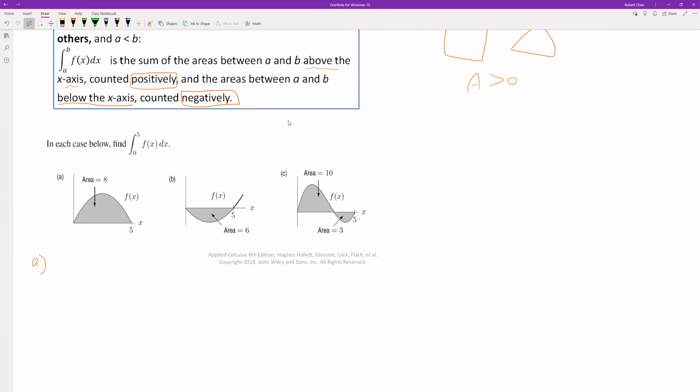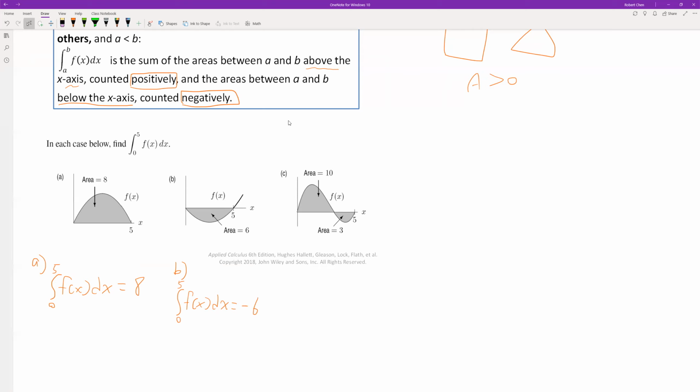So the first one is from 0 to 5, so integral from 0 to 5 of the function f of x dx. It tells us that the area is 8, and this area is above the x-axis, so it's a positive 8, right? Now for part B, we have the same thing, integral from 0 to 5 of f of x dx. Now it tells us that the area is 6, but notice that this area is actually below the x-axis, so it's going to have a negative area, which is going to be -6.